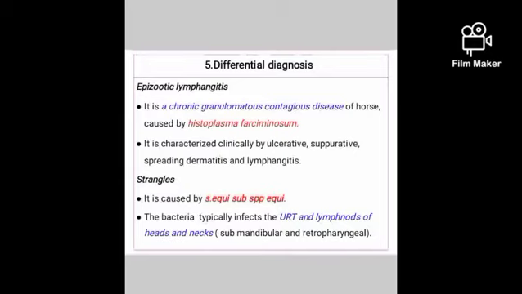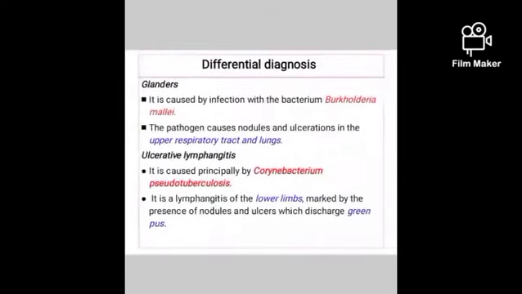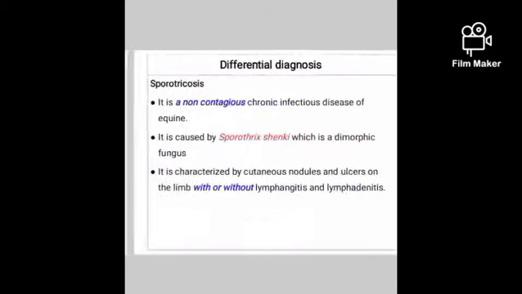Strangles is the next one. It is caused by Streptococcus equi subspecies equi. It mainly affects the upper respiratory tract and lymph nodes of the head and neck, especially the submandibular and retropharyngeal lymph nodes. Glanders is an infection caused by Burkholderia mallei, and it also affects the upper respiratory tract like strangles. Ulcerative lymphangitis is the third one, which is caused by Corynebacterium pseudotuberculosis. It affects the lower limb, marked by the presence of nodules and ulcers containing blood and pus.